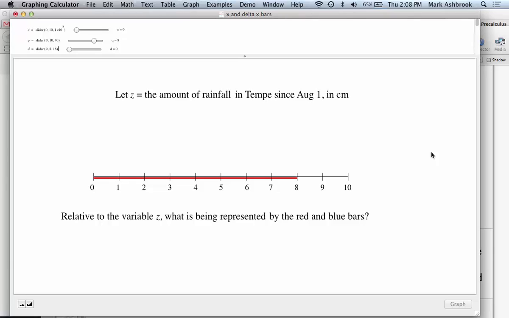Okay, and so the bar is 8 centimeters long on this timeline, and so he's saying that right now the current value of Z is 8. The current value of Z is 8. Yeah, exactly. Okay, and so now I can change that.